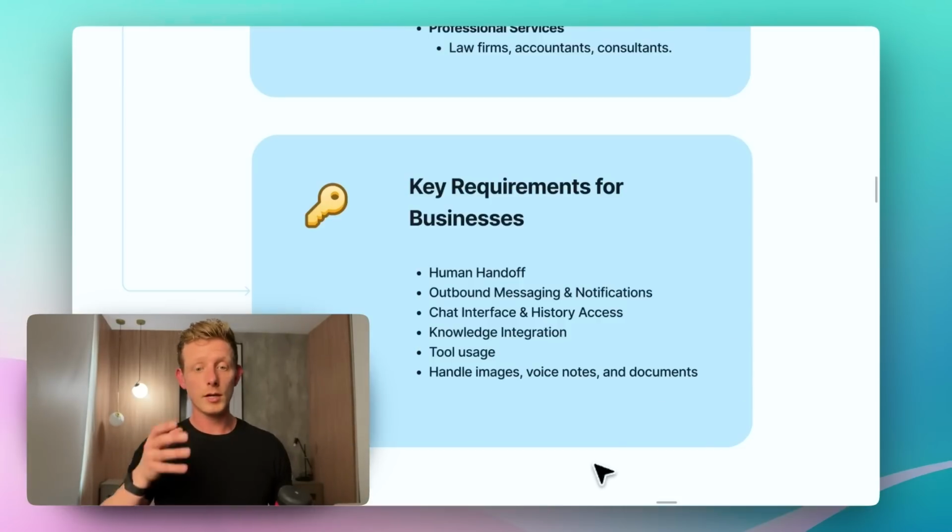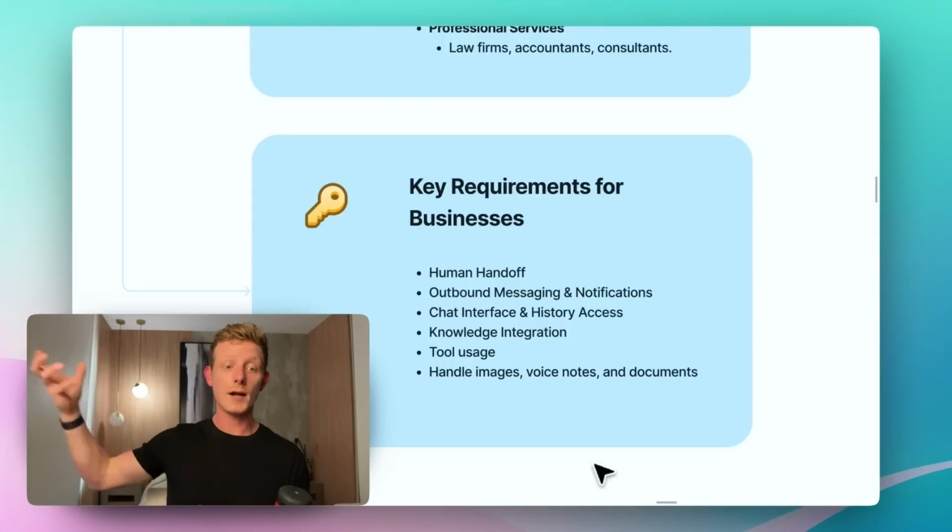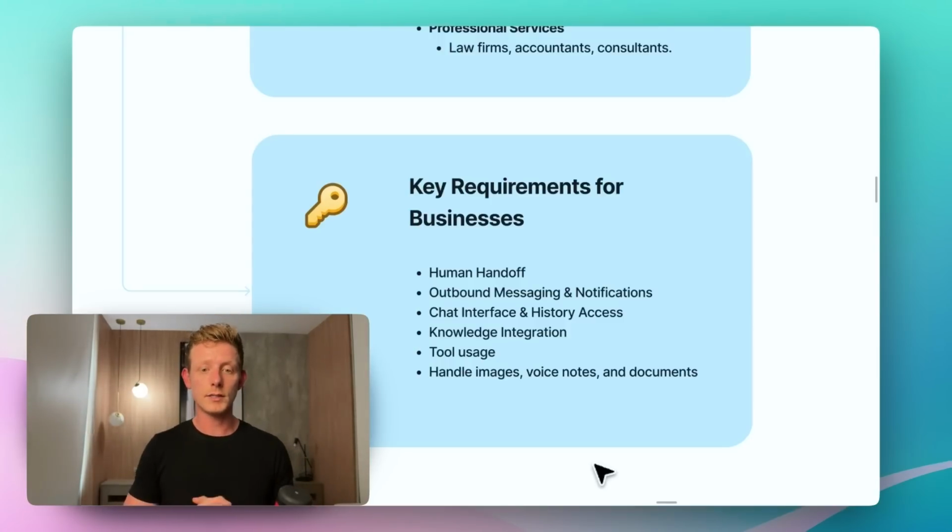The fourth is knowledge integration. Of course, we want our AI agent to be able to respond to questions from the customer about the company. So we want to have a knowledge base to perform RAG on to actually be able to answer these queries, right?